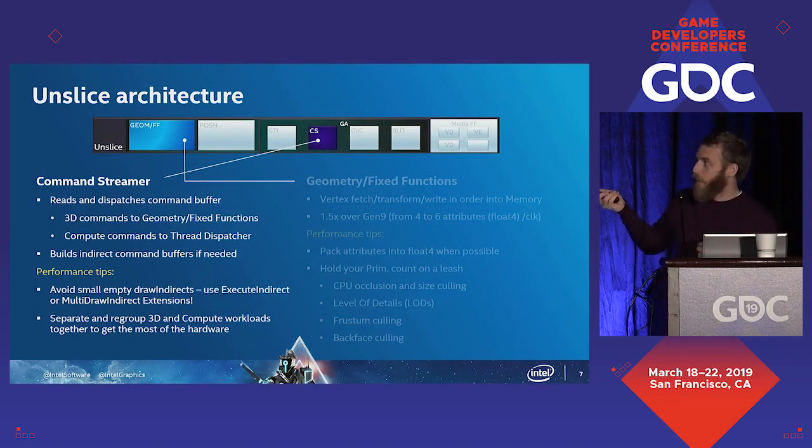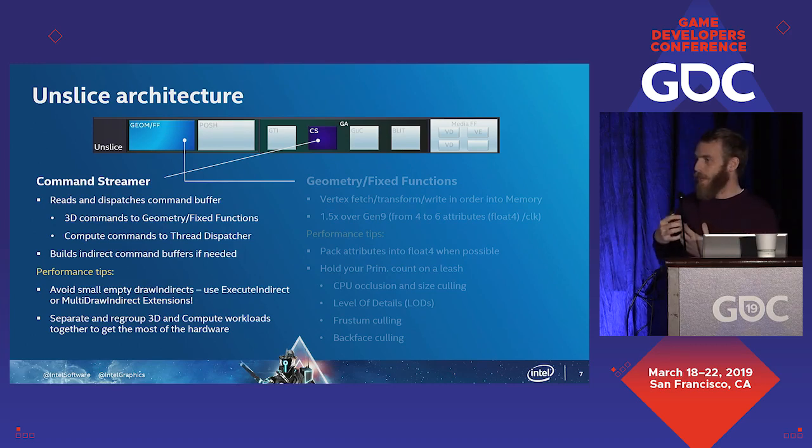First, the unslice. So as I mentioned, you have the media fix function, the global assets, with the command streamer inside. The command streamer is a fairly straightforward block. What it does is that it just reads the commands from a ring buffer, parses them, and then dispatches them, either to the geometry fix function block in case of 3D commands, or to a thread dispatcher, which is going to dispatch them to the execution unit in case of a dispatch. One thing that is important to notice is that the command streamer is also in charge of building complex commands such as the draw indirects.